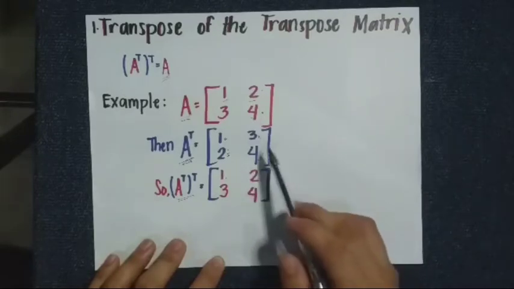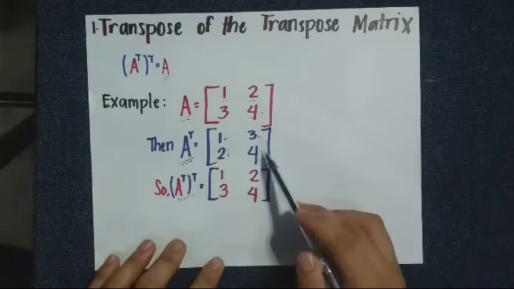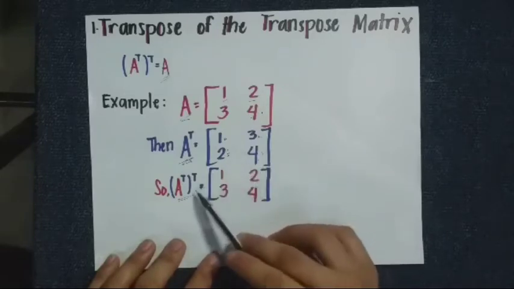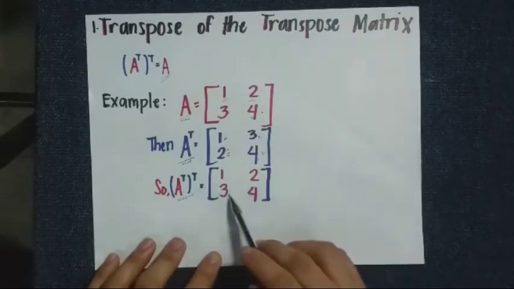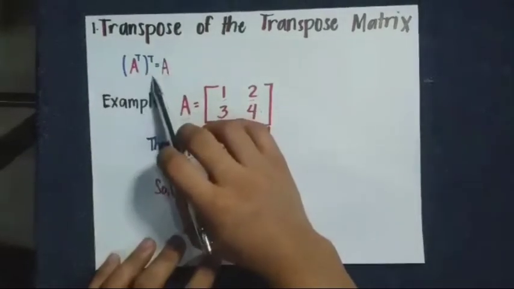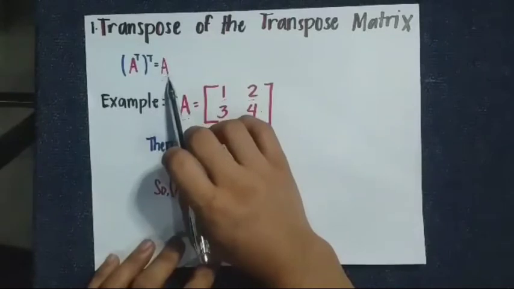And now we have to take the 3, 4, which is the second row of transpose A, and make it the second column of the transpose of transpose A, which is now the 3 and 4. So therefore, transpose of transpose A is equal to A, which is the original matrix.